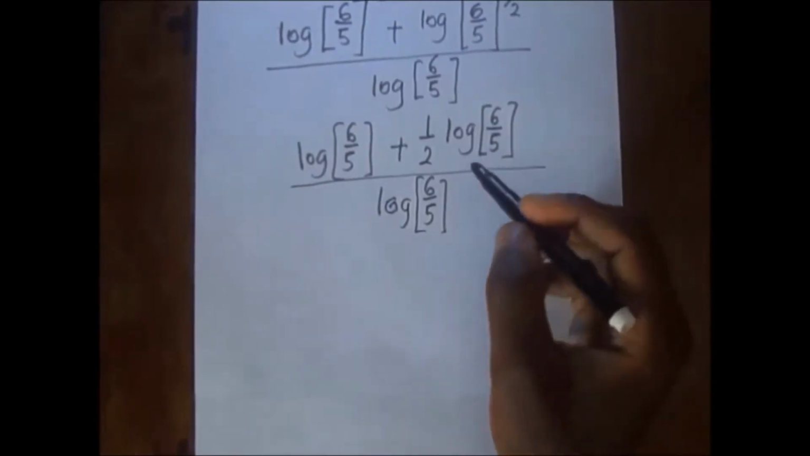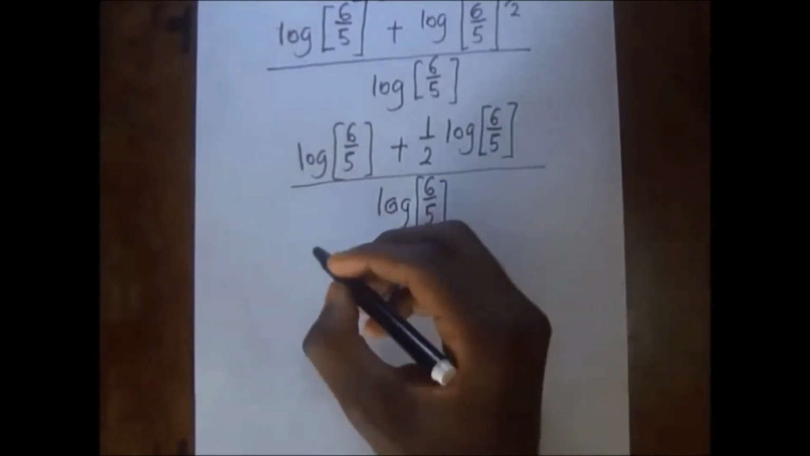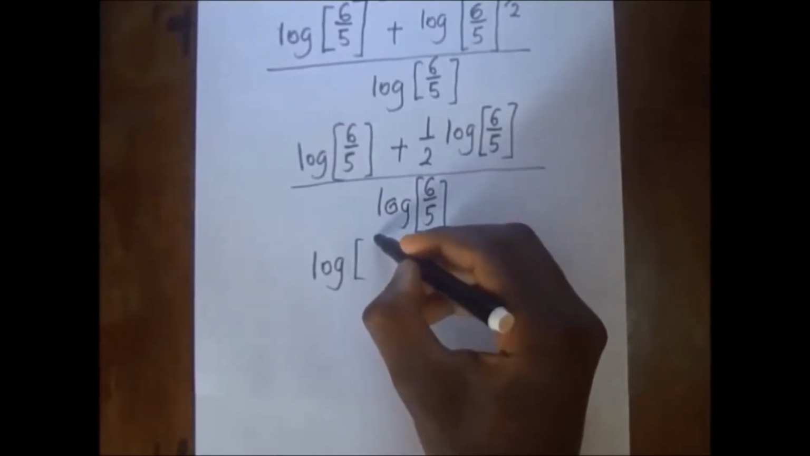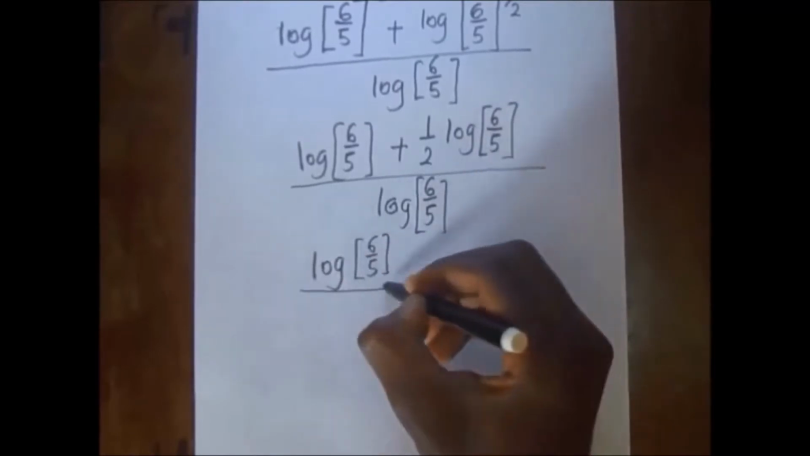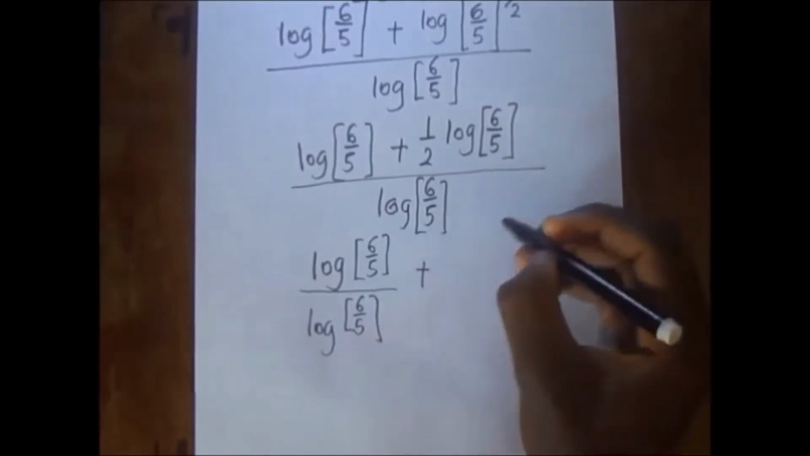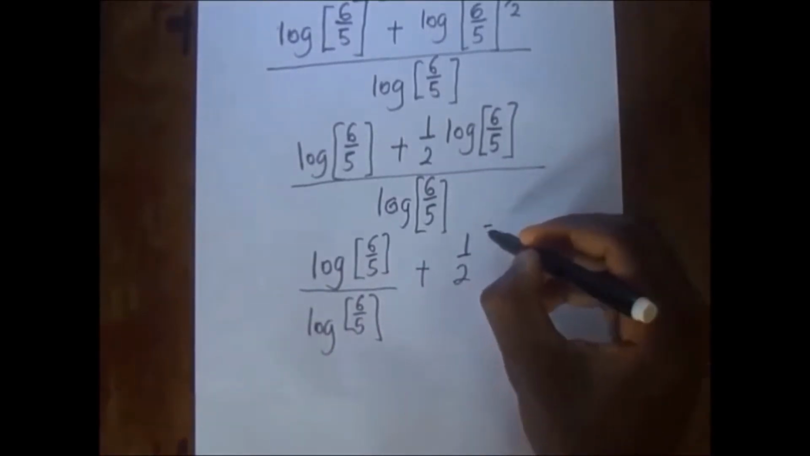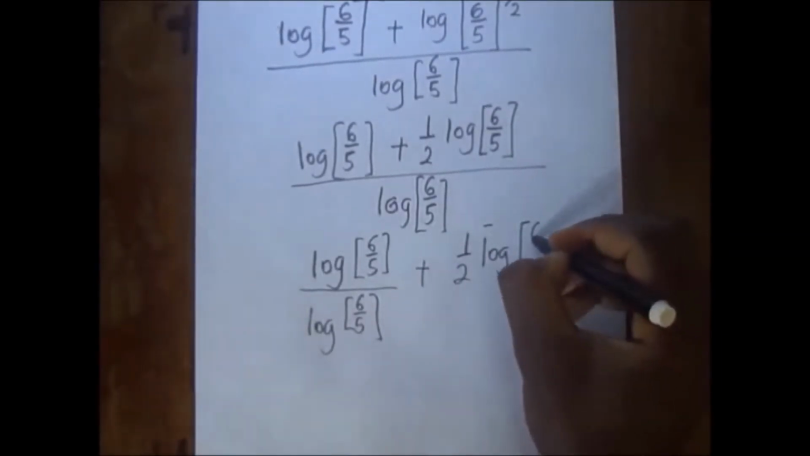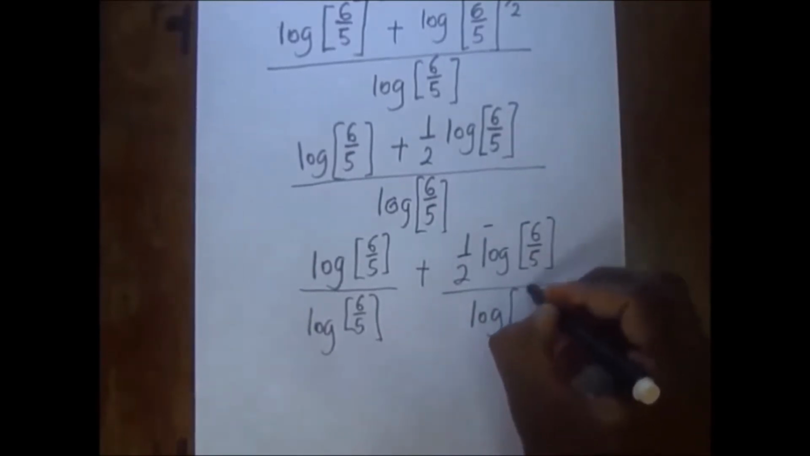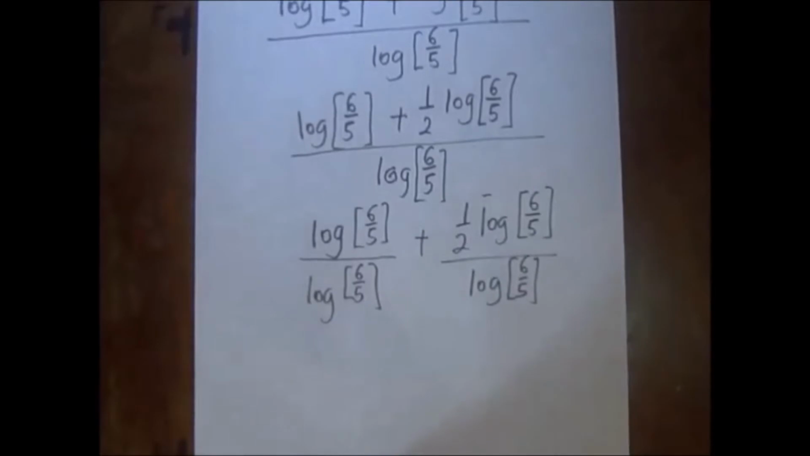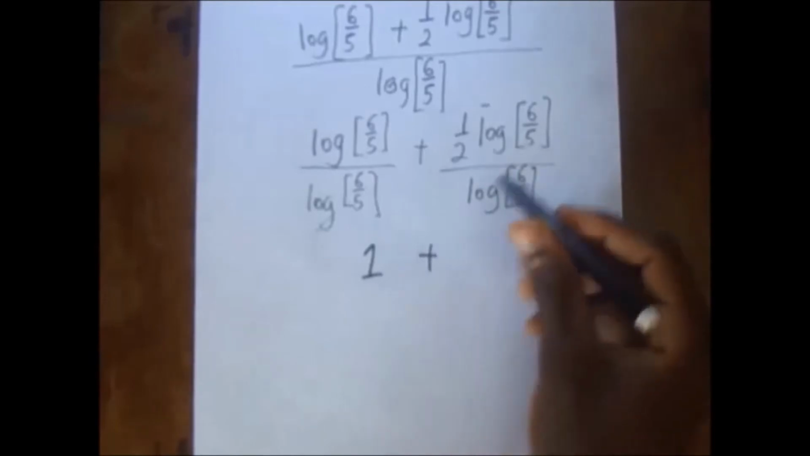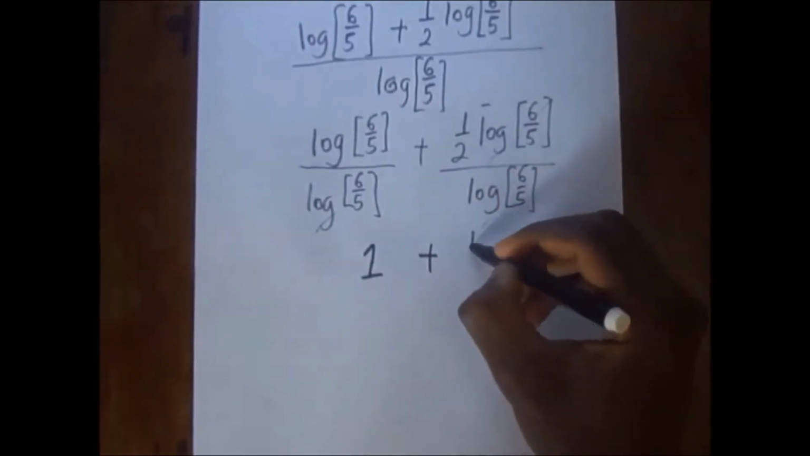So we shall end up with, if we are to split this, it's going to become log of 6 over 5 over log of 6 over 5 plus a half log 6 over 5 over log 6 over 5, like that. From there we shall get this and that cancel, so you remain with 1 plus this and that will cancel, you remain with a half.